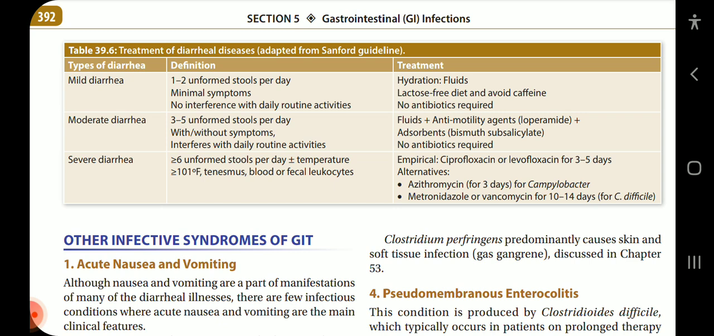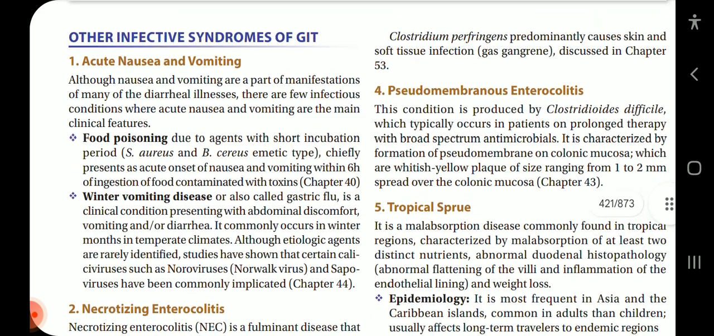Severe diarrhea: more than 6 unformed stools per day, plus or minus temperature more than or equal to 101 degrees Fahrenheit, tenesmus, blood or fecal leukocytes. Treatment: empirical ciprofloxacin or levofloxacin for 3 to 5 days. Alternative: azithromycin for 3 days for Campylobacter, and metronidazole or vancomycin for 10 to 14 days for Clostridium difficile.